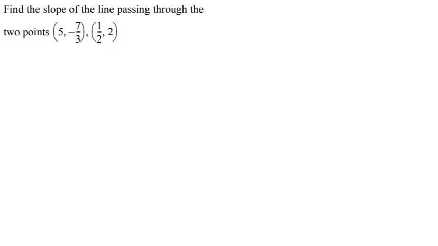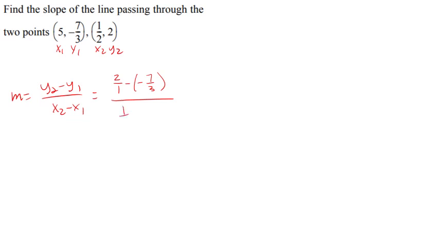Okay, so I'm going to label my points, x1, y1, x2, y2, slope formula, y2 minus y1 over x2 minus x1. So there's a lot going on here, so I'm just going to write the numbers as is. So 2 over 1 minus negative 7/3 over 1/2 minus 5 over 1. I'm going to find a common denominator for both.